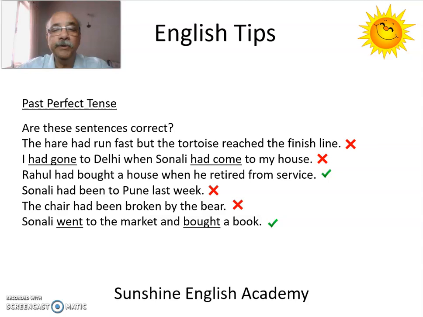Next, Sonali went to the market and bought a book. This is a correct sentence. There are two actions here, but both are in simple past tense. So here, when it is very obvious which of the two actions happened first, we need not use past perfect tense. We can use the simple past tense for both the actions. So we can say Sonali went to the market and bought a book because obviously she went to the market first and then bought the book.